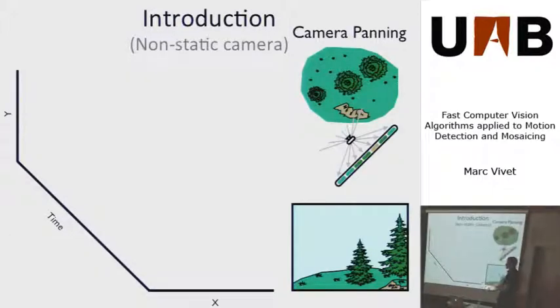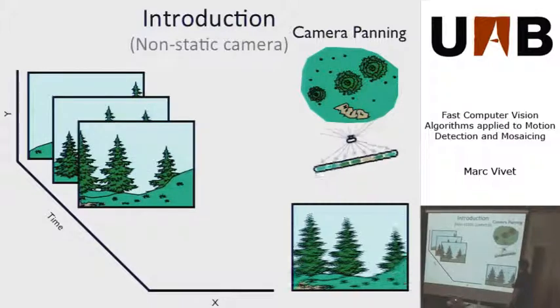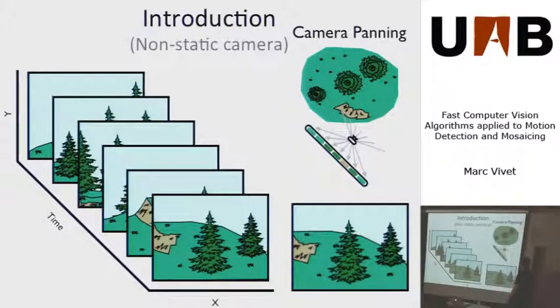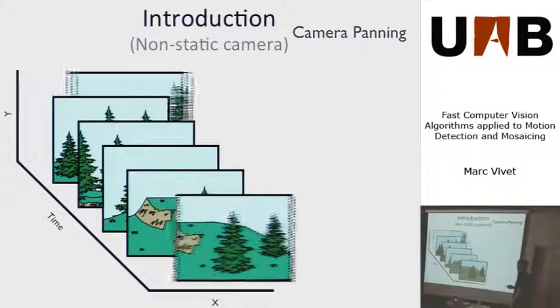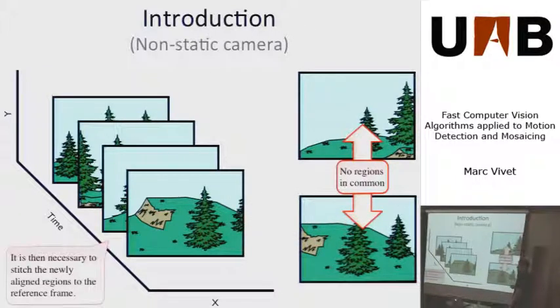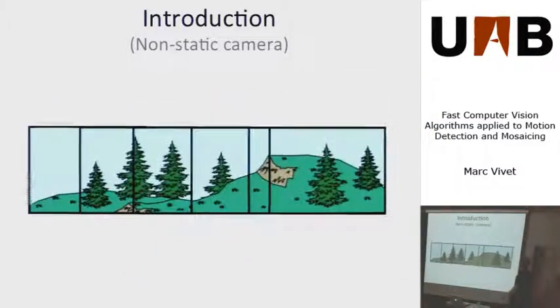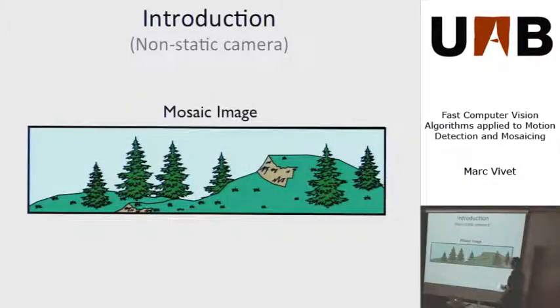But imagine this other case, a camera panning through a scene. This is a typical PTZ example. So in this case, if we look at the first and the last frame, we can see that there are no regions in common. So it is not possible to directly align the images using only a single reference frame. For this reason, first of all, it is necessary to stitch the newly aligned regions in order to construct a reference frame which has a representation of the whole area. And this is what is called mosaicing, and the result is the mosaic image.